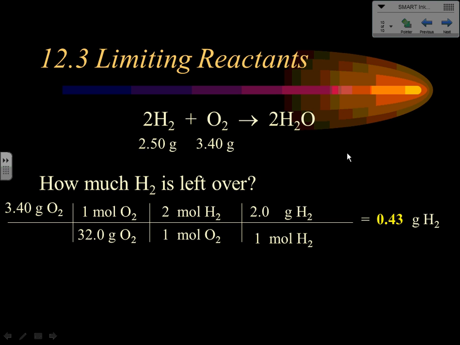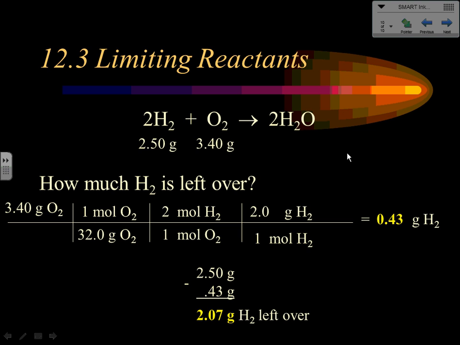Now remember, that's how much I used. Well, I started with 2.50 grams, and I just figured out I used 0.43 grams. So subtract 0.43, round to correct sig figs, which would be 2 decimal places here, since they're both uncertain to 2 decimal places. I got to round to 2. So my calculator answer, dead on right rounded answer, I'm going to have 2.07 grams of hydrogen left over.